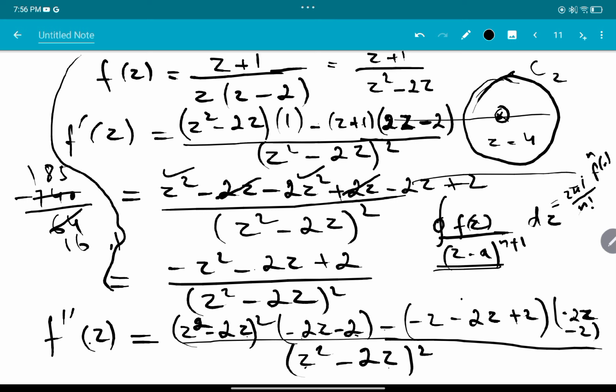This is how we handle this complex integration using Cauchy's integral formula, both in the simple form, that is Cauchy's integral formula in general form, and Cauchy's integral formula as the generalized formula.